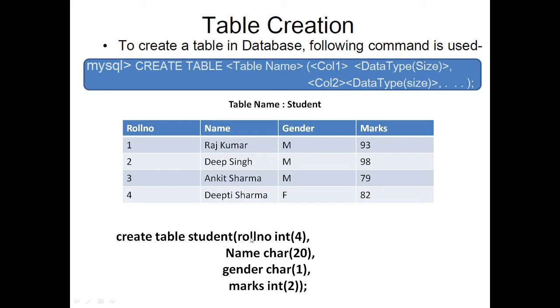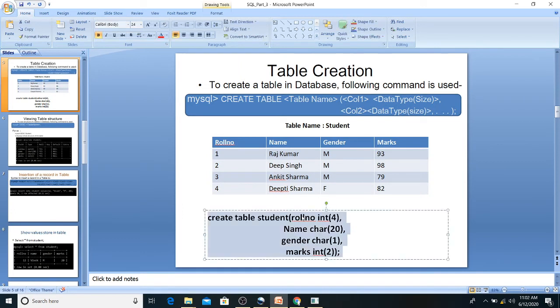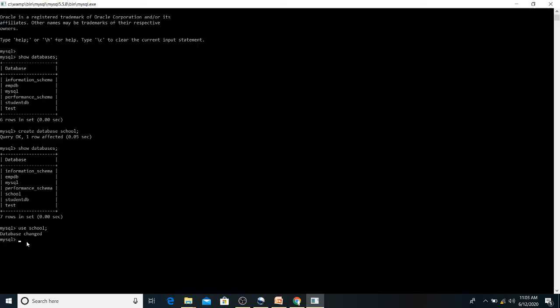So I will write this command, create table student, and with this command roll number, name, gender, marks, we will create this table. So what I am doing, I am copying this command directly from here. So we can move fast, and you can type the same command there also. So I am copying from here and I am writing this command here. Okay, so my table is created.